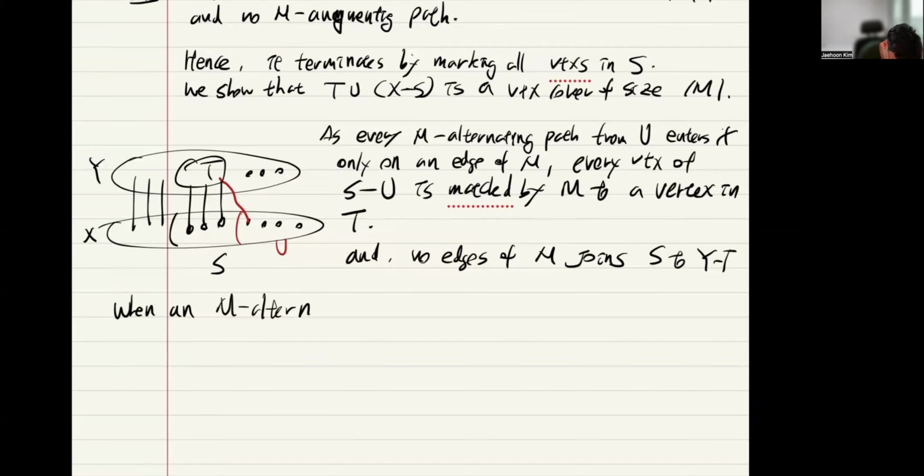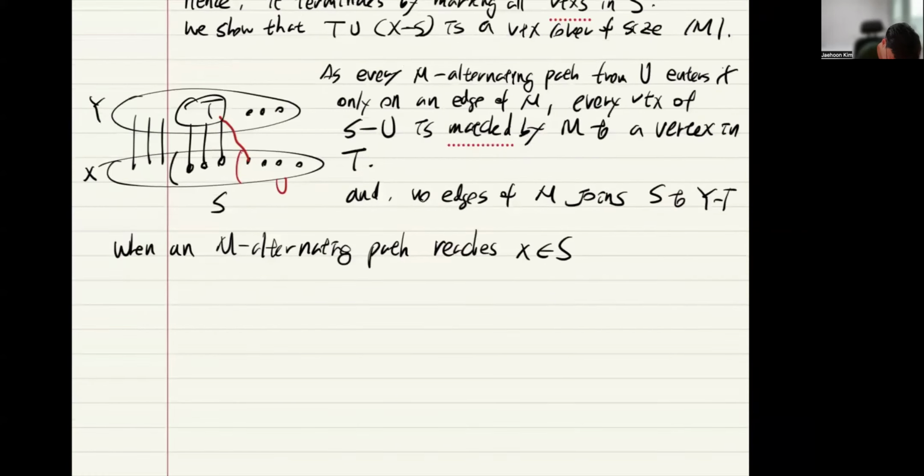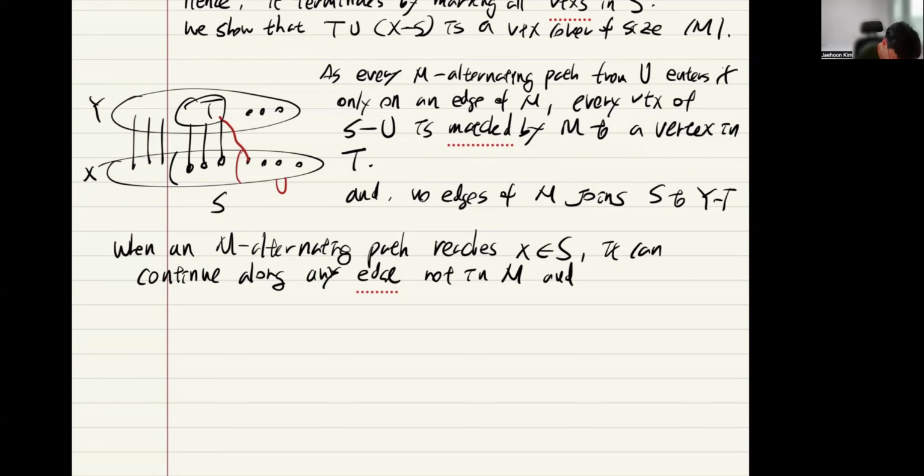And an M alternating path, which reaches a vertex in S, can continue along any edge not in M. Whenever you have an M alternating path reaching some vertex here, and whenever there is some other edge which is not in M, you can keep going in this algorithm, and it has a vertex to T.